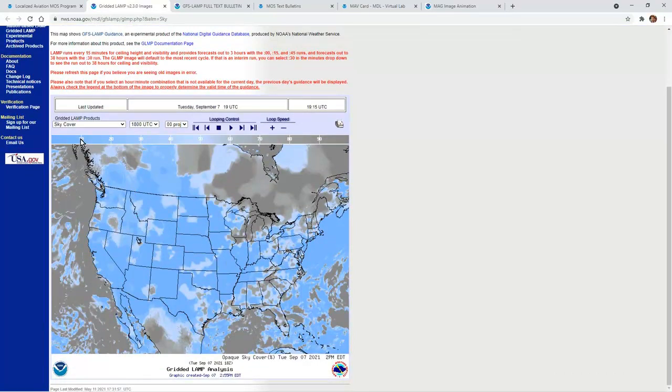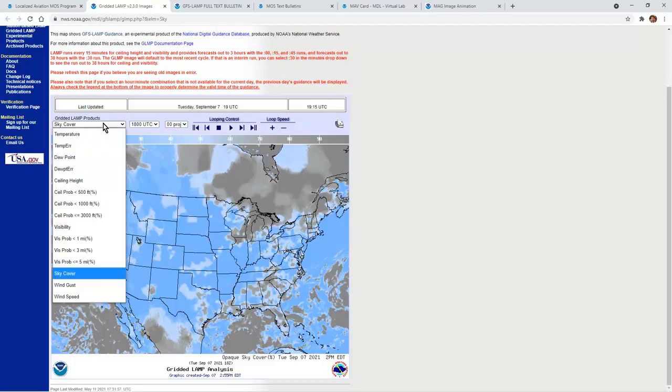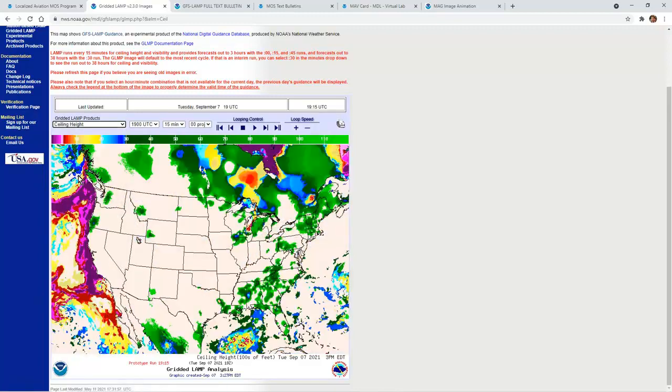So anywhere you see kind of the bluish colors, most likely we're dealing with scattered or few or even clear skies. Whereas you see the gray coverage, we're probably dealing with broken or overcast skies in that area. It doesn't tell you the ceilings, but there is certainly a ceiling product here. So we have ceiling height, we have visibility as possibility, and we have wind gust and wind speed, as well as that sky cover. So if we look at ceiling height, for instance, again, it gives us a really good indication using the scale that you see here.